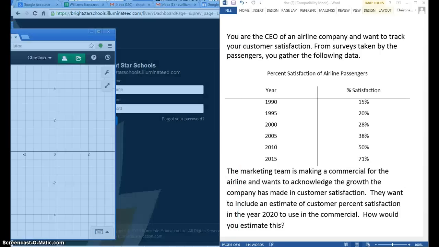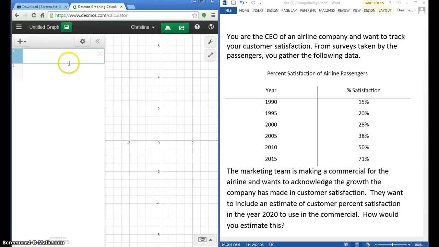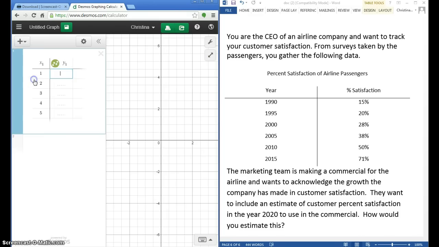Okay, so here in Desmos, I am going to go to this little add item, a plus sign in the upper left-hand corner, click on it, and I have a table. If I had an equation, I would click this expression for the equation. But since I have a table in this question, I'm going to click table. Now, here's my table. I have my x values and y values. But here I have years and percentages.